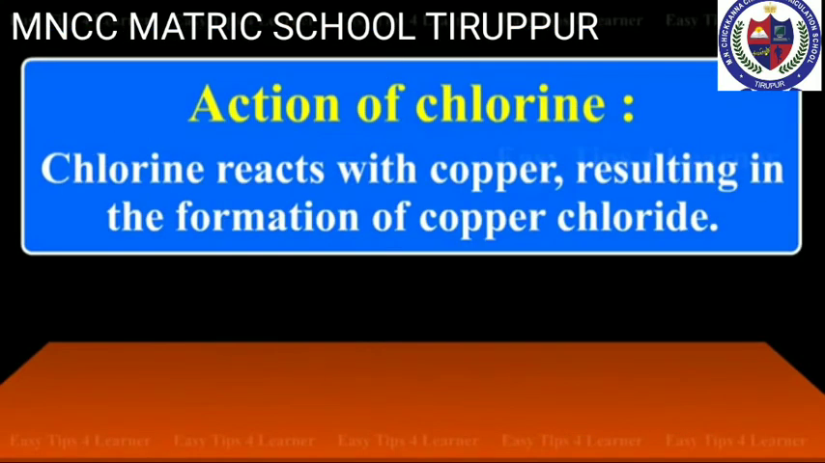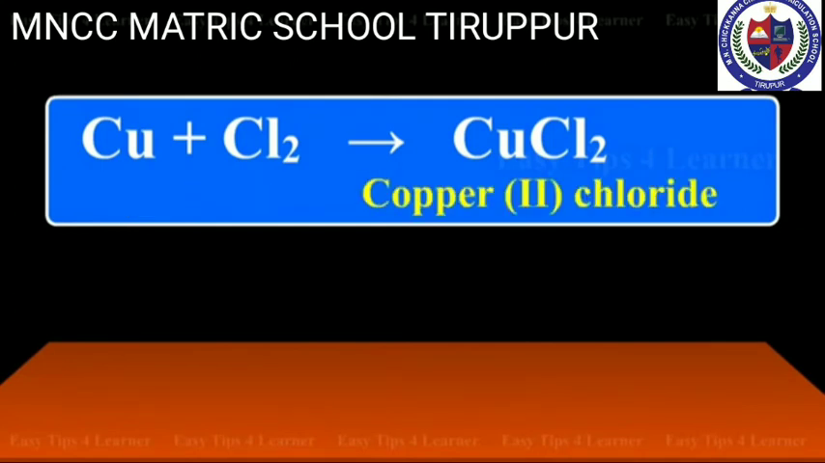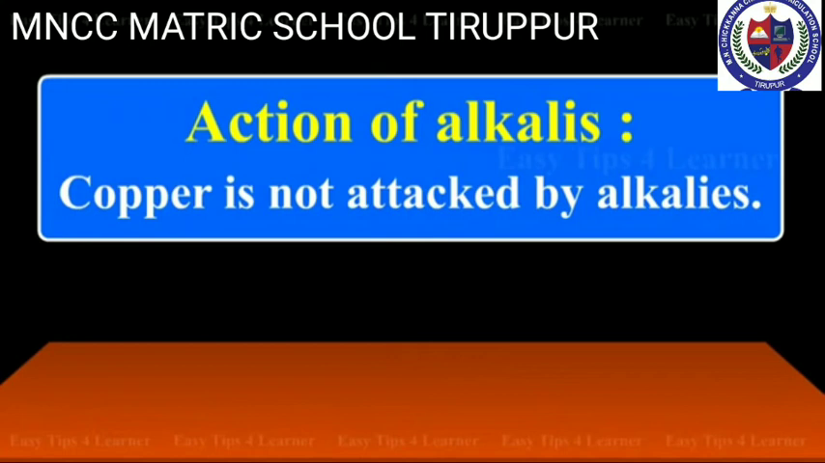Next reaction, action of chlorine. Chlorine reacts with copper to form copper(II) chloride. And the last one, action of alkalis. Copper is not attacked by alkalis.